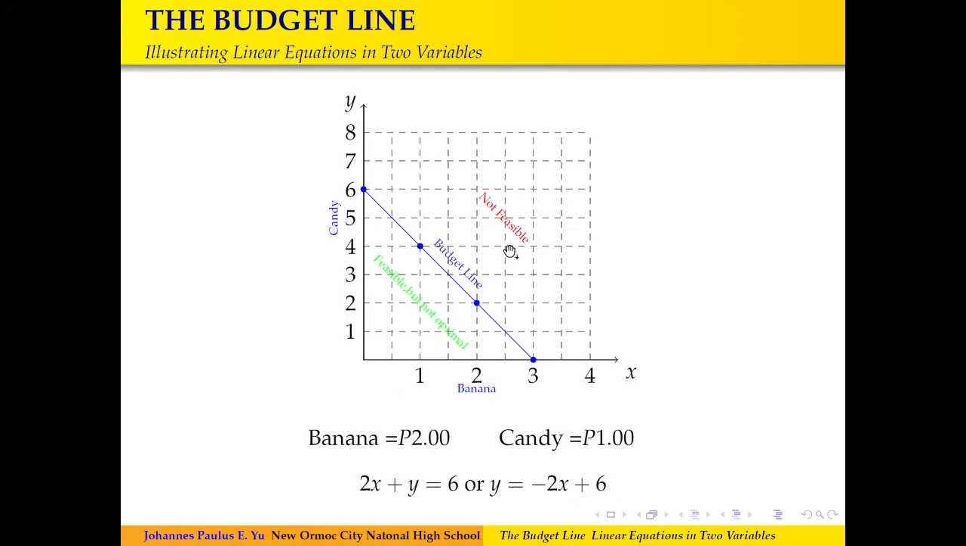So, in the upper bound of the line, meaning to say, anything placed here is not feasible. Say for example, if the student wanted to buy 3 pieces of banana and 6 pieces of candies, this is not feasible because the income of the student is limited only to 6 pesos. So if he buys that, he will exceed his budget. In this terminology, the child is out of budget.